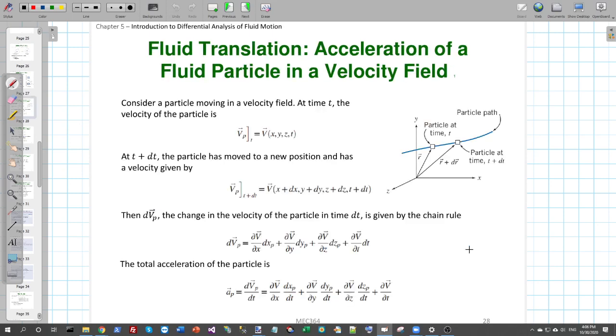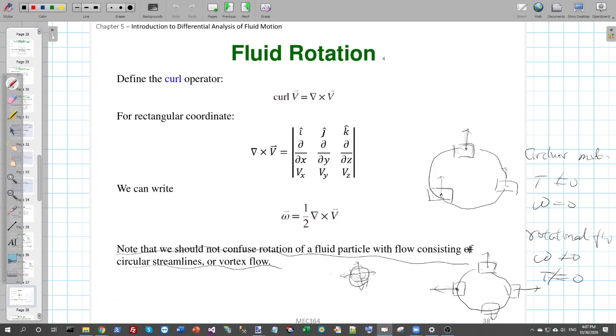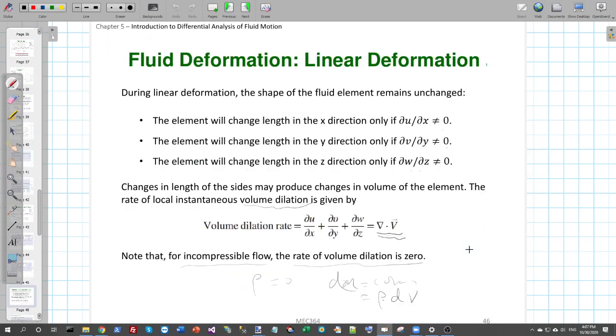Based on what we observe here, we can get a conclusion for the linear deformation. For linear deformation, the element will change length in the x direction only if partial u partial x is not equal to 0. If partial u partial x is larger than 0, the particle will be stretched in the x direction. If partial u partial x is smaller than 0, the particle will be contracted in the x direction. Similarly, in the y direction, the element will change length only if partial v partial y is not equal to 0. And in the z direction, there is linear deformation if and only if partial w partial z is not equal to 0. So partial u partial x, partial v partial y, partial w partial z will each tell you whether or not you have linear deformation in the x, y, z direction.